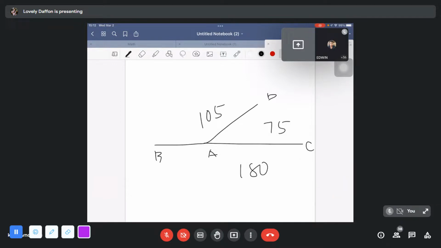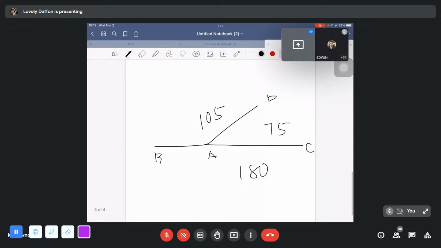So in short, the measure of angle BAD and the measure of angle DAC are supplementary with each other because they have a total of 180. Supplementary or complementary is really simple. Because the 105 that we measure here is at the vertex, which is here. This is the angle actually.